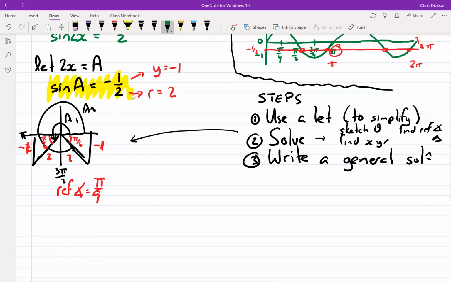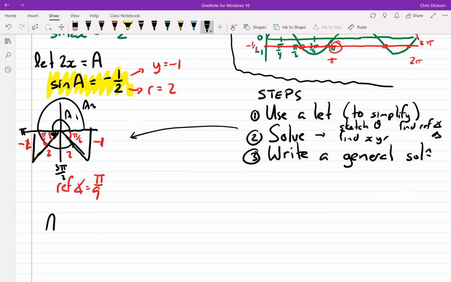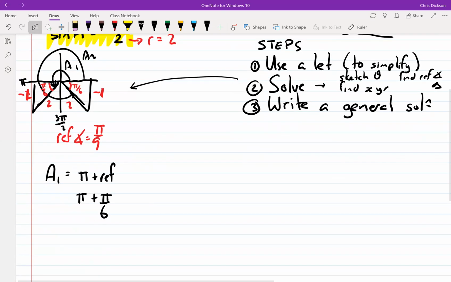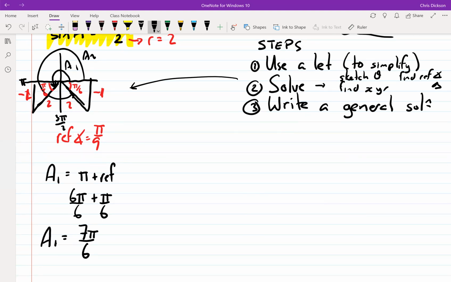So I'm going to say angle A1 would be pi plus the reference angle. So pi plus a reference angle of pi over 6. Common denominator is 6's. So 6 pi over 6 plus 1 pi over 6 gives us 7 pi over 6. And that's angle A. And if I was writing a general solution, then I would want to add whatever it would take to get back to that angle. So that is to make it coterminal.